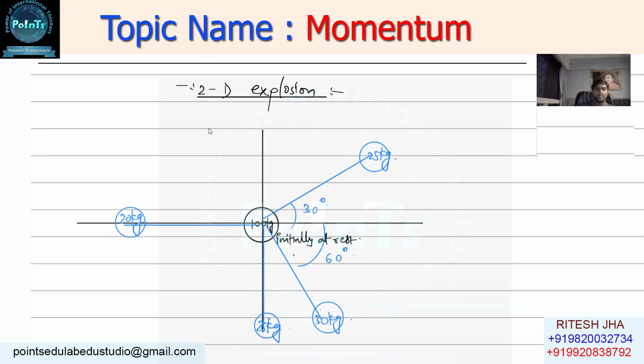Now this 25 kg has gone in this direction with 30 meter per second. Actually, this 30 kilogram block has gone in this particular direction with 10 meter per second. And then this 25 kg is going in this particular direction with u, and this is going in this direction with v. Determine u and v.